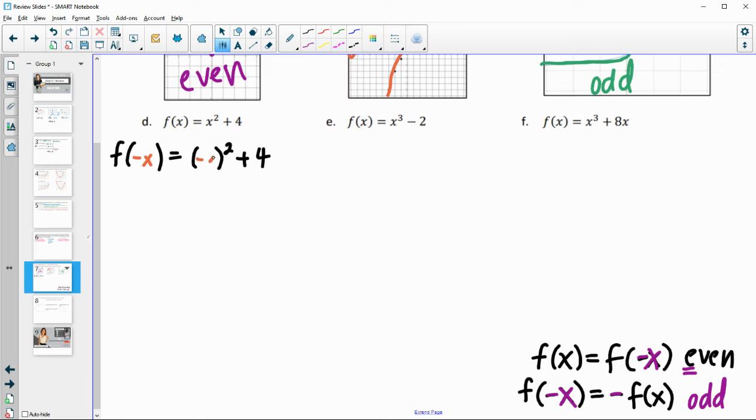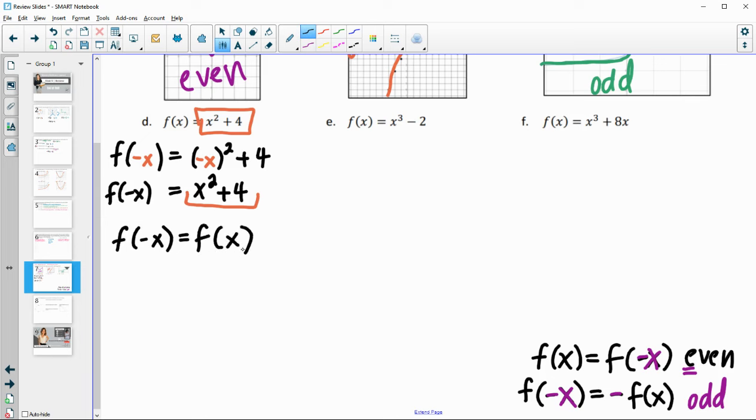So wherever you see x, you're putting in a negative x, and then just simplifying. Negative x squared, negative x times negative x, is positive. So we get x squared plus 4, and that's our f of negative x. This is exactly the same as f of x. So that means that f of negative x is equal to our original function, f of x, so this is an even function.